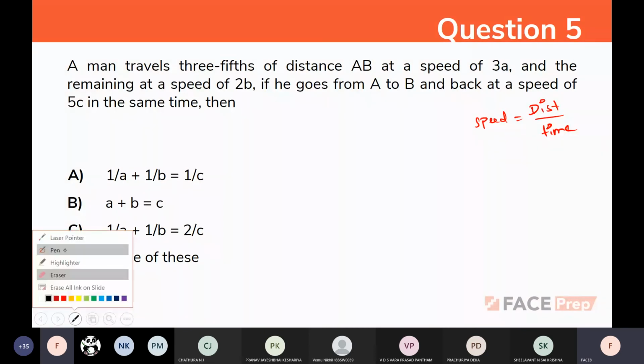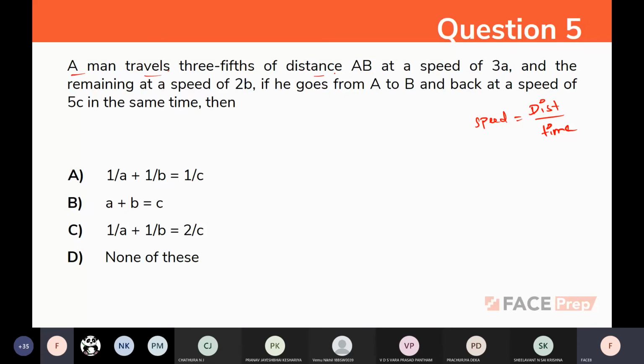So now we can read the question. A man travels 3/5 of the distance AB. So in the first case, let's say this is A, this is B. So let's take the whole distance as x. Okay, we don't know the whole distance, so we can take it as x. So a man travels 3/5 of the distance AB at the speed of 3a. So let's say this is 3/5 of the distance. So the whole distance, 3/5 of the distance will be 3x by 5.